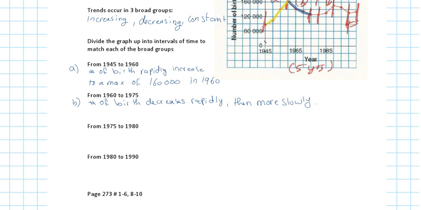From 1975 to 1980, what do we see? Constant, no change, right? Or very slight change. So the number of births is constant, no change.